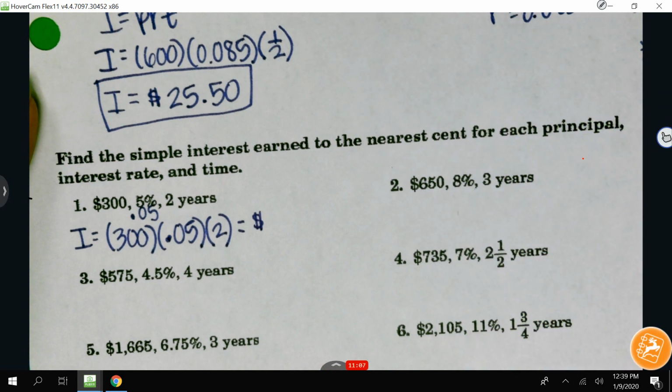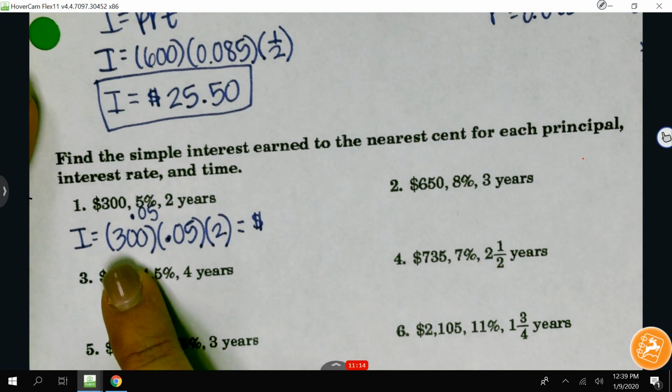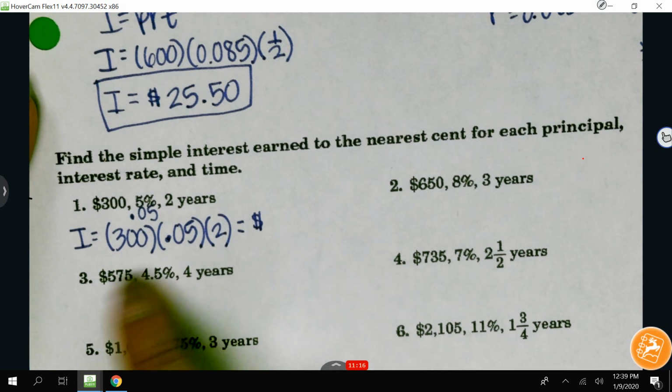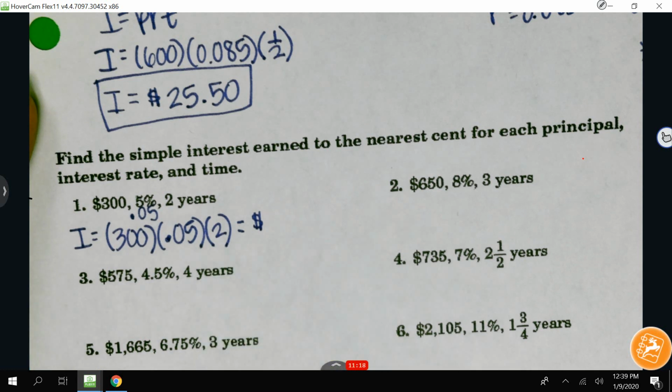You don't have to write down the P. No, I don't mind if you don't. But I do want to see where your numbers are plugged in. So like on your homework, this is what I would want to see. Don't just give me your final money answer. Show me where you plugged it in that formula and then your answer.